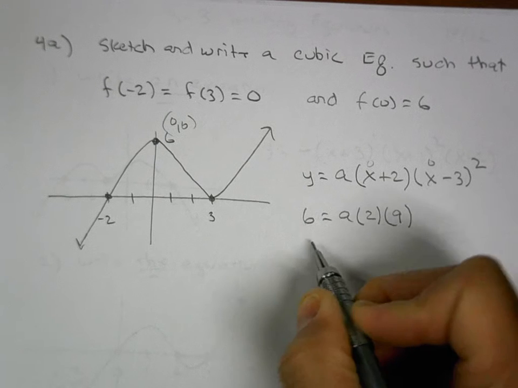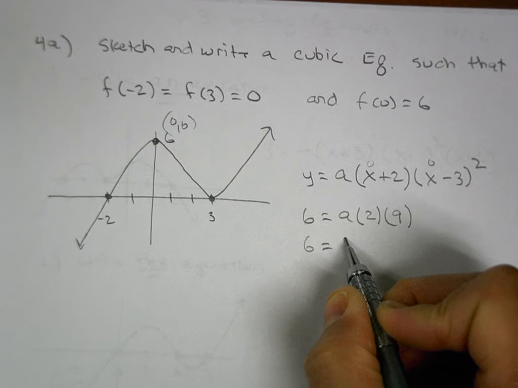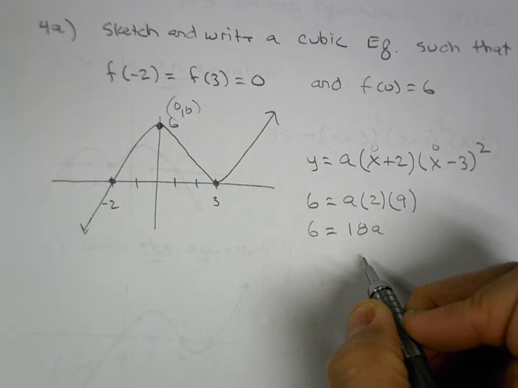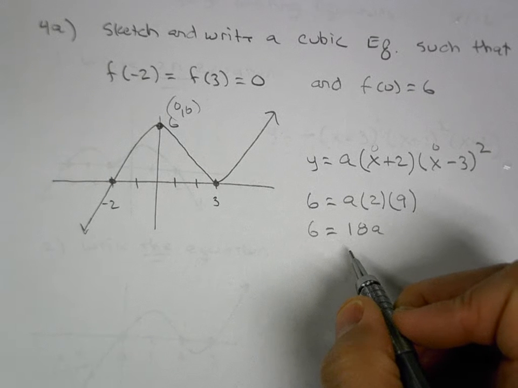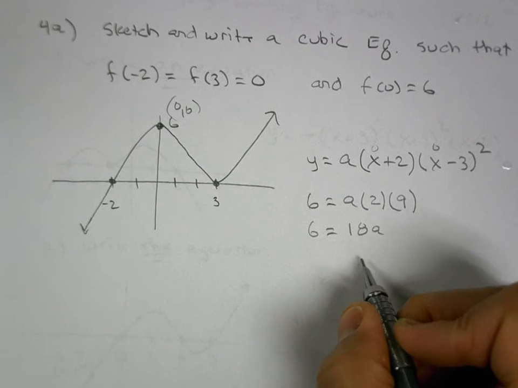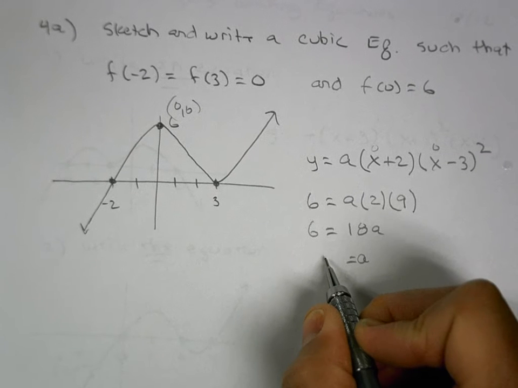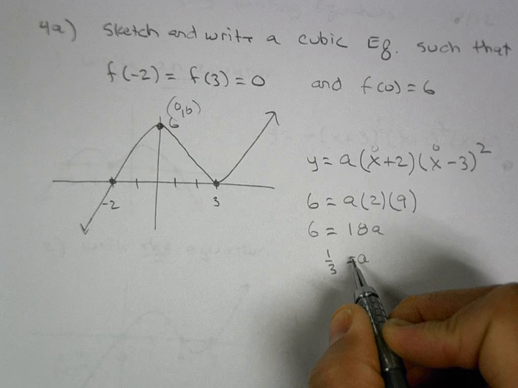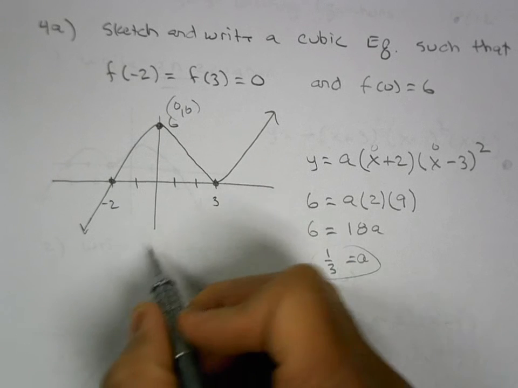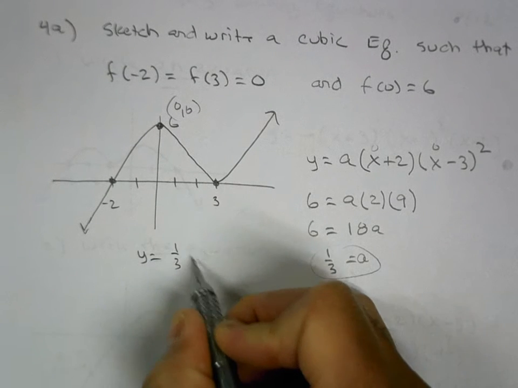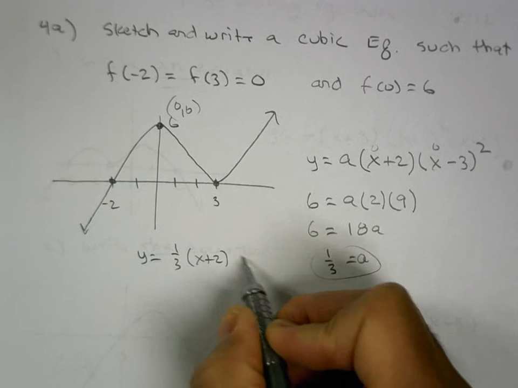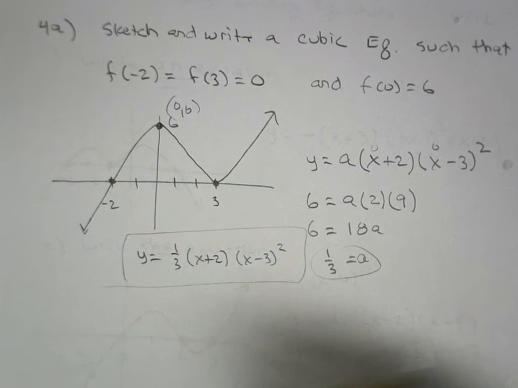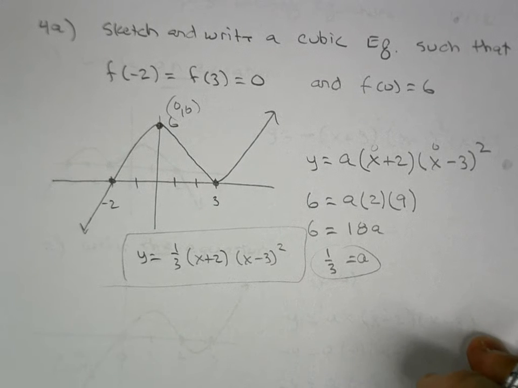Okay, so you have 6 is equal to 18a. So far, so good? Okay, divide by 18, and a is equal to what? 1/3? 1/3? Okay. And so let's write the equation. y is equal to 1/3 times x plus 2 times x minus 3 squared. And there we go. It's a cubic equation. It matches all that stuff up there. Good.